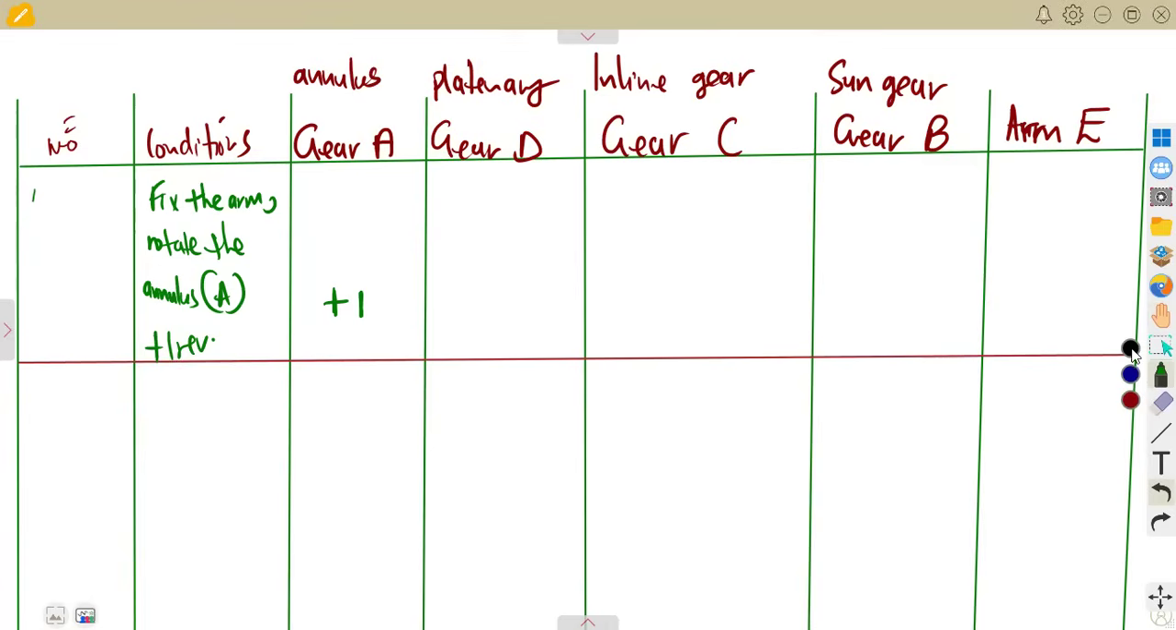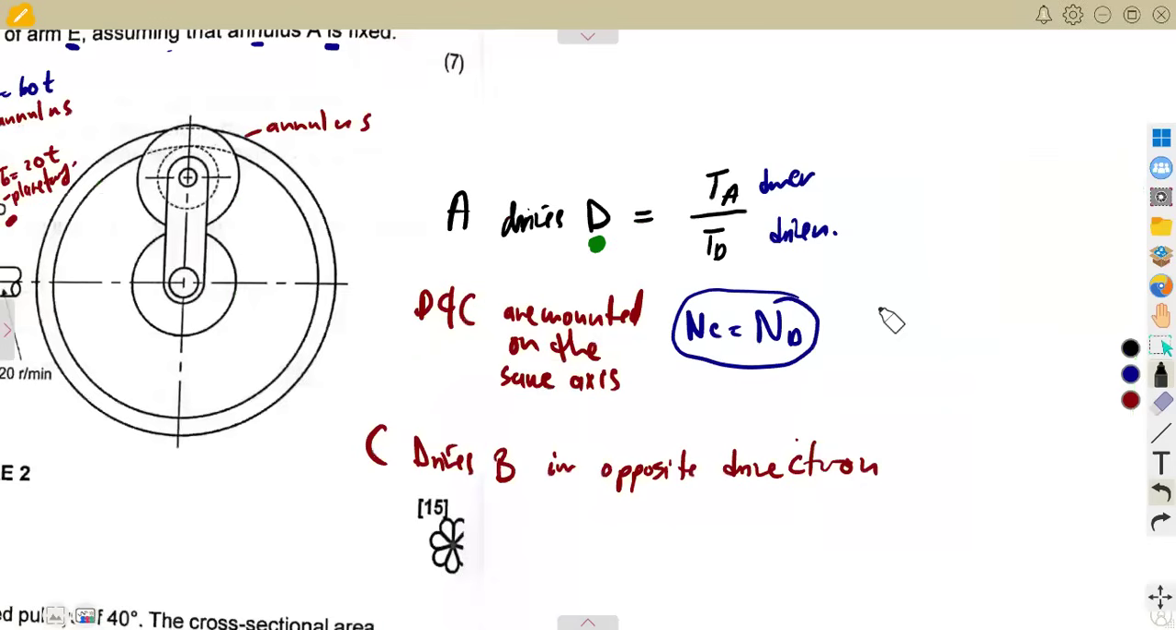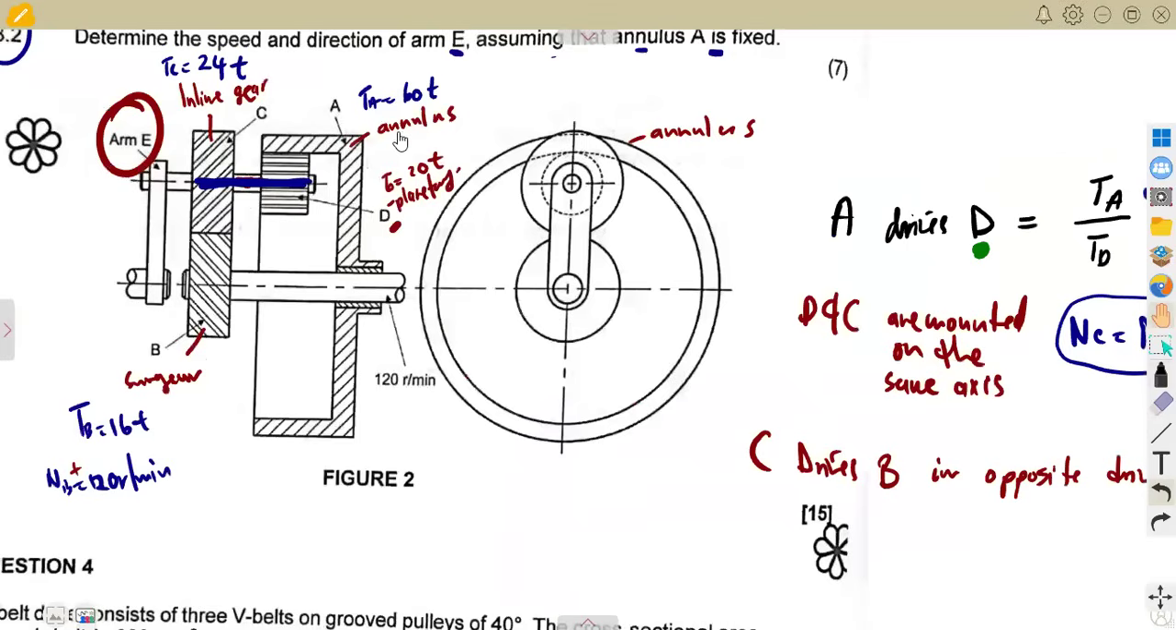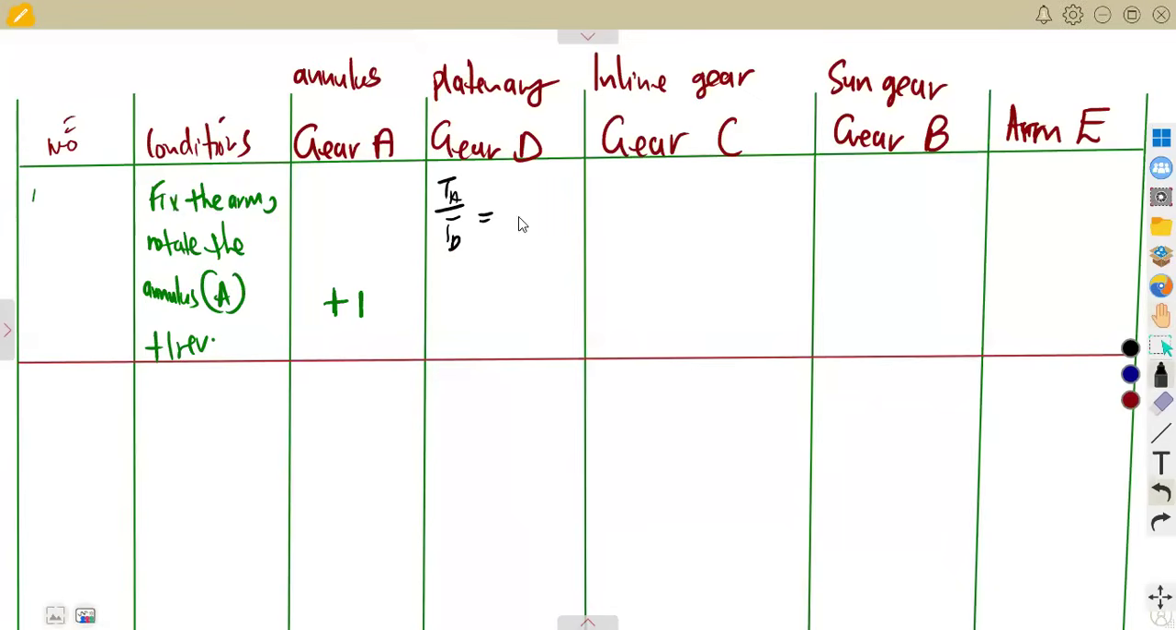If you understand that, it's not going to be a problem. So this is TA over TD. That was our TA from the diagram, and TD. Also, we have these values for the number of teeth: TA, the teeth on A, which is 60, and that of D, which is 20. So 60 over 20 there. And they are rotating in the same direction, so it's going to be positive.